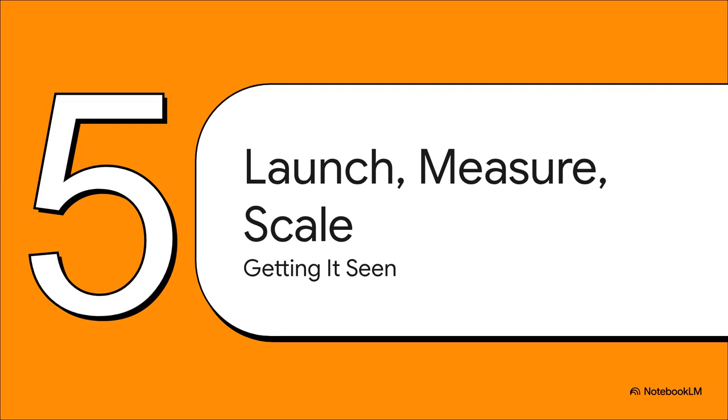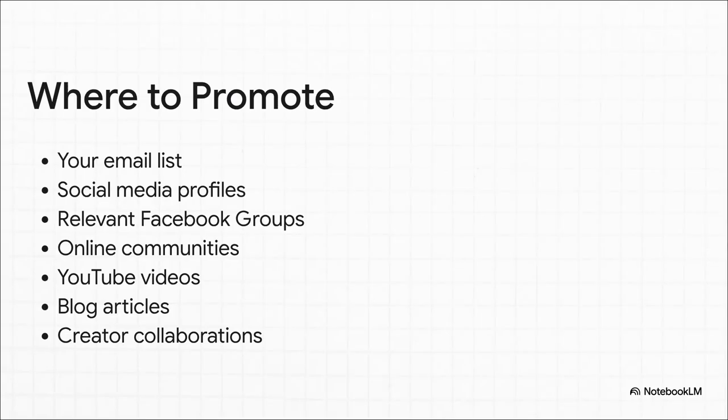Okay, you've built the engine. Now it's time to fire it up and get it seen. Let's talk about how you get your new automated sales machine in front of the right people. Promotion does not have to be complicated. You can share it on your social media profiles, of course, send it to your email list, but also think bigger. Find those relevant Facebook groups or online forums. Mention it in your YouTube videos or blog articles. You could even collaborate with other creators. The key is to place this piece of value exactly where your ideal audience is already hanging out.